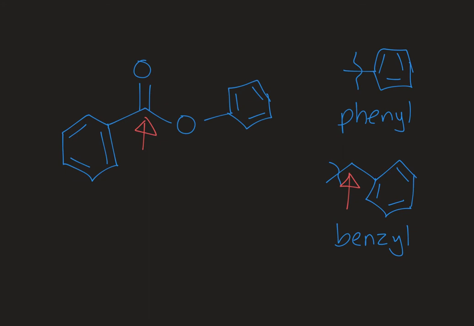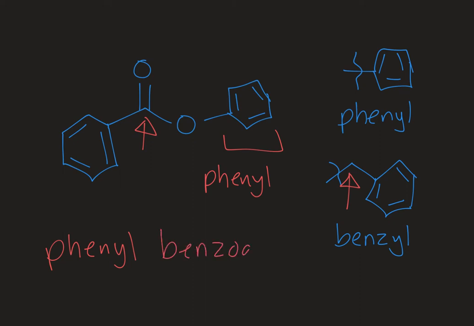So my alkyl is going to be a phenyl group because that's coming directly off the oxygen. There's no carbon in between the benzene ring and the oxygen. So my alkyl group is phenyl. Because the carbonyl is there, there's an extra carbon attached to that benzene ring. So this is going to be benzoate. So this molecule is phenyl benzoate.